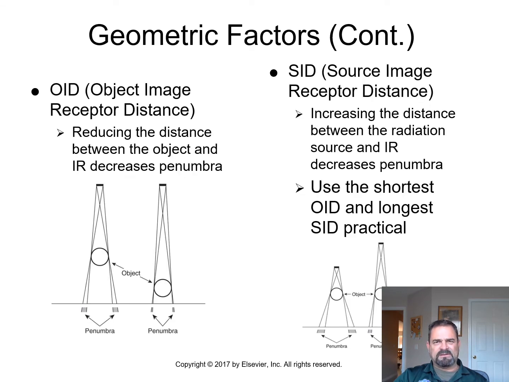All right, so the OID and SID, let's talk about that real quick. OID is the object image receptor distance. By reducing the distance between the object and the IR, we're going to decrease the penumbra. The SID is the source image distance. If we increase the distance between the radiation source and the IR itself, it decreases penumbra. So we want to use the shortest OID and the longest SID that's possible. Absolutely, that'll give us the best image.